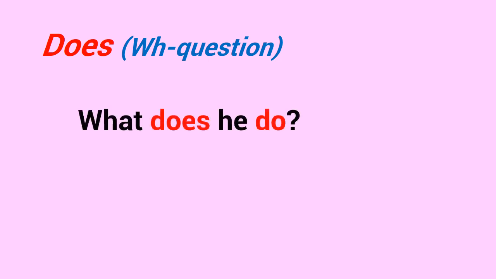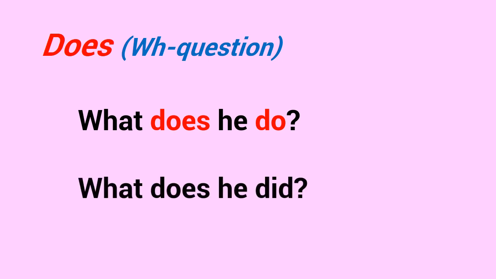Does used in WH question. What does he do? Does here is paired with the verb do. Do is actually the base form of the verb do. So we are not going to say, what does he did, because it's wrong. Did is in its past tense, not in its base form.